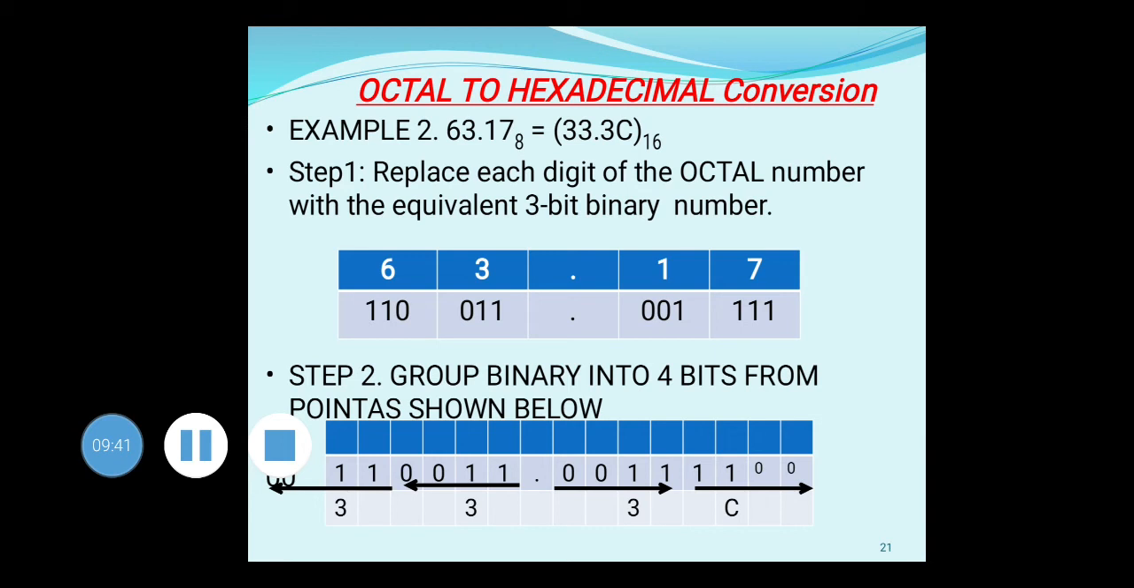Now since it has an integer as well as a fraction, the rule, as you remember, is that it will start from the point, and for the integer part you will start grouping towards the left, and for the fractional part towards the right. So here you are going to take 4 bits, and if while grouping you don't have enough 4 bits, then you are going to add zeros.